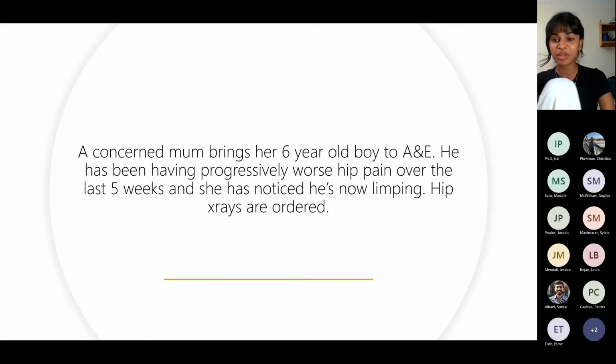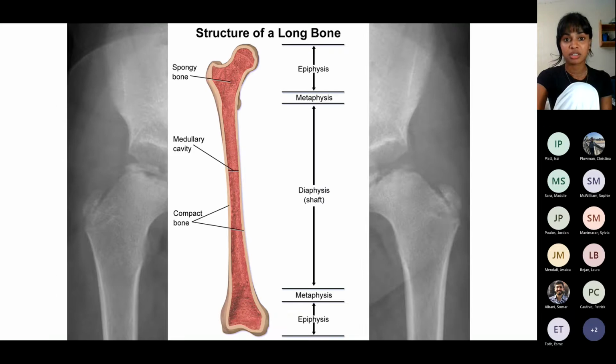So a concerned mum brings her 6-year-old boy to A&E. She said he's had progressively worse hip pain over the last 5 weeks, and she's noticed that he's now limping. So some hip X-rays, pelvic X-rays ordered. Oh, is anything on the screen right now? No. Okay. So this is what they show.